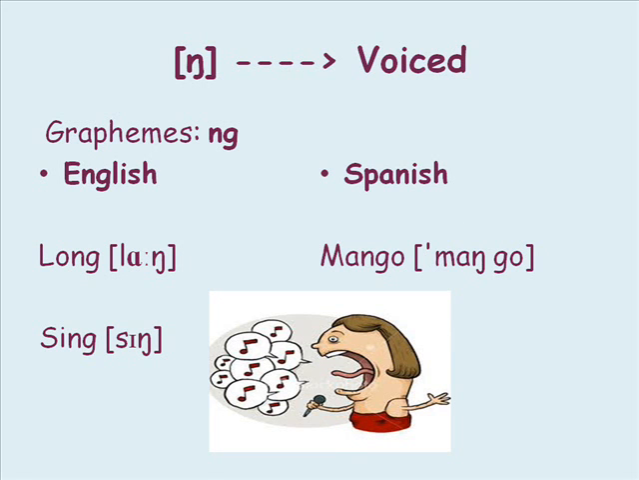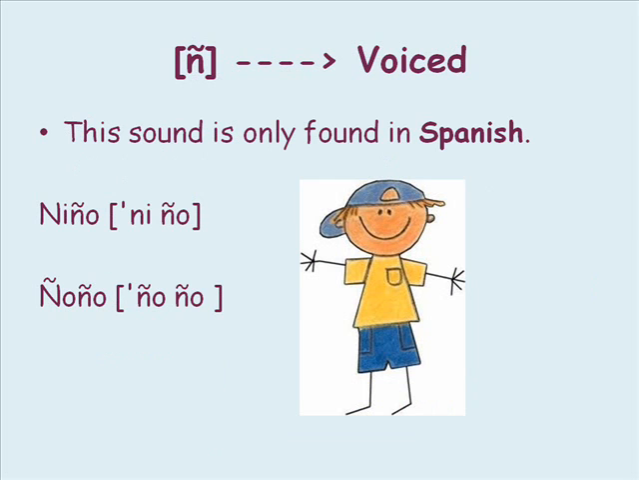This is a voiced sound and is pronounced in both languages in words with the graphemes ng. In English, in the words long or sang. In Spanish, in words such as mango. The next sound is voiced and it is found only in Spanish. It is produced in the words niño, ñoño.